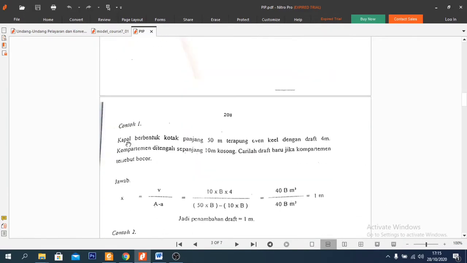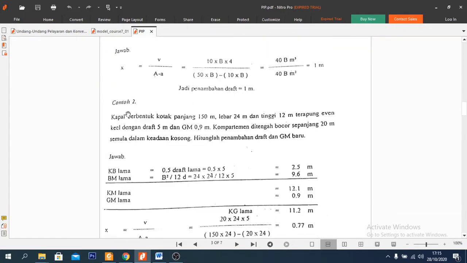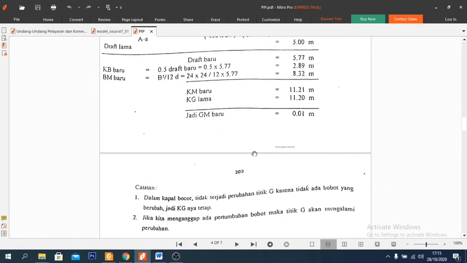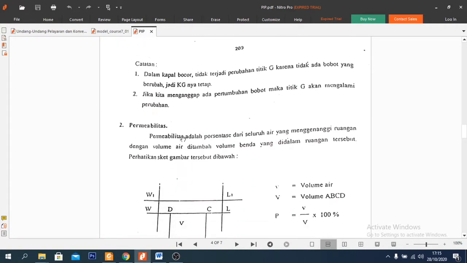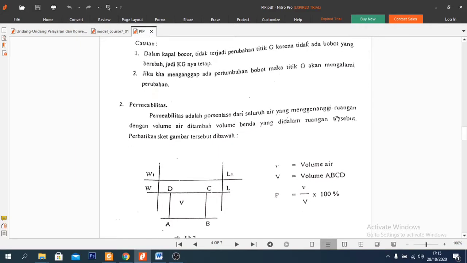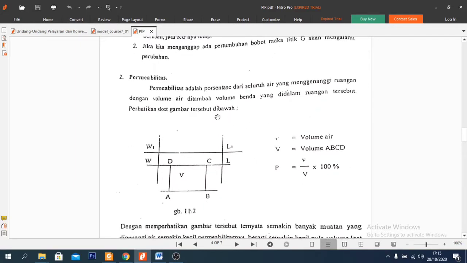Dan langsung masuk ke contoh-contoh soal. Ini ada contoh soal pertama, langsung ada contoh soal kedua, dan masuk ke topik konten yang kedua, yaitu permeabilitas. Apa itu permeabilitas?